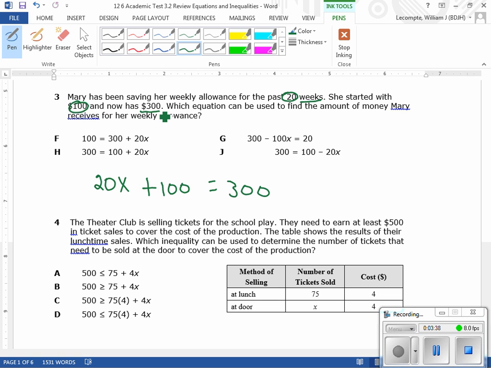F says that she has $100 left right now, so that can't be it. G says 300 minus 100x. I believe the x is attached to the wrong number, so that's not it. This one says 300 is equal to 100 minus 20x. But she actually worked, right? So we wouldn't use the minus because it's her 20 weeks plus the $100 that she already had. So H would be my answer. 300, 100, 20x.